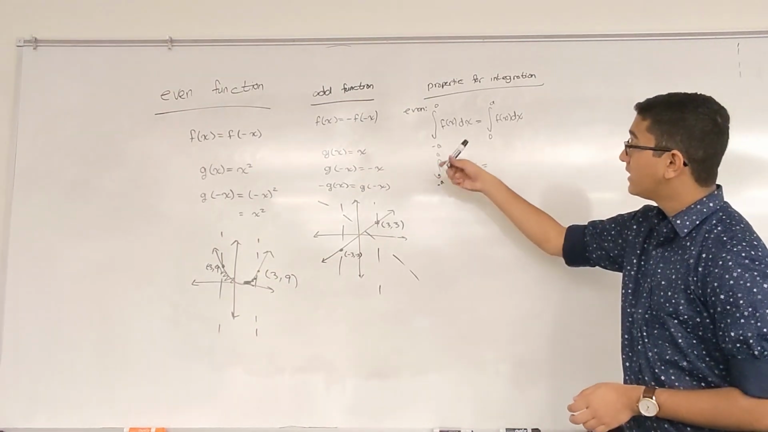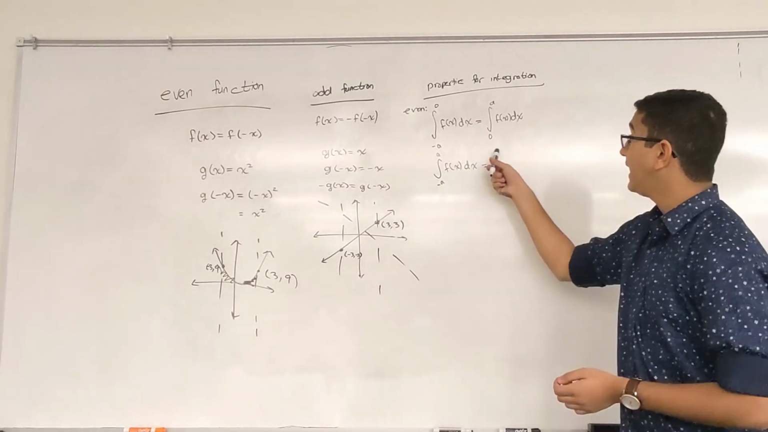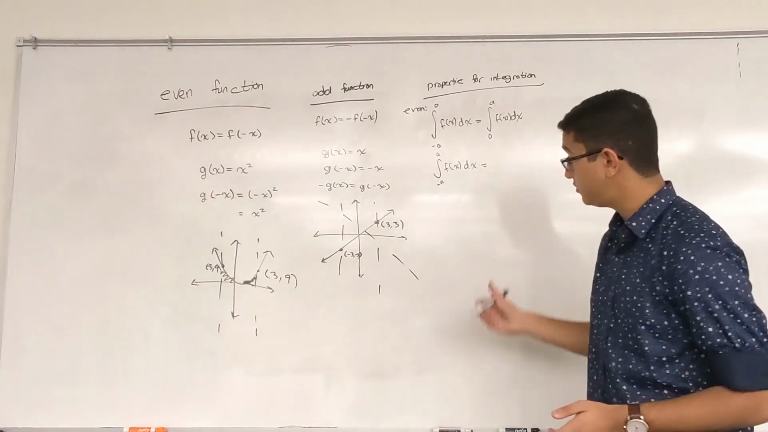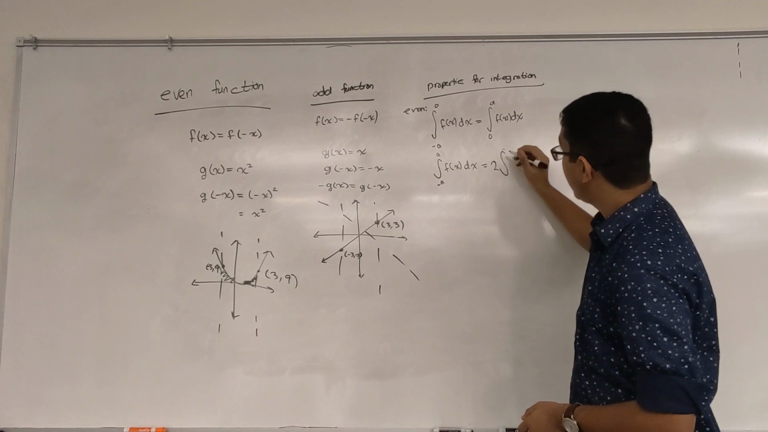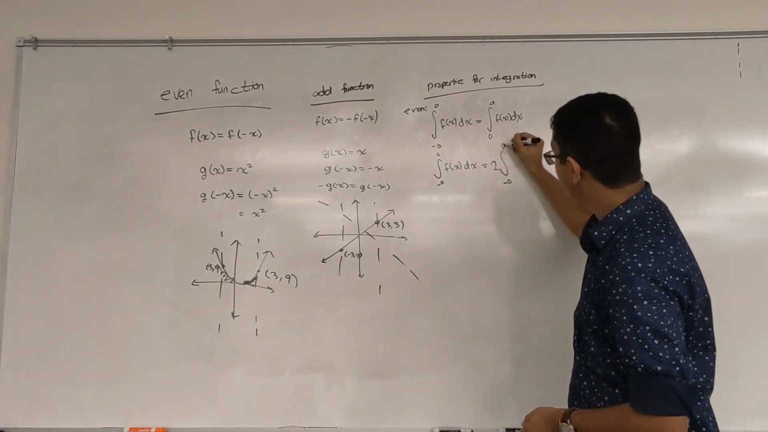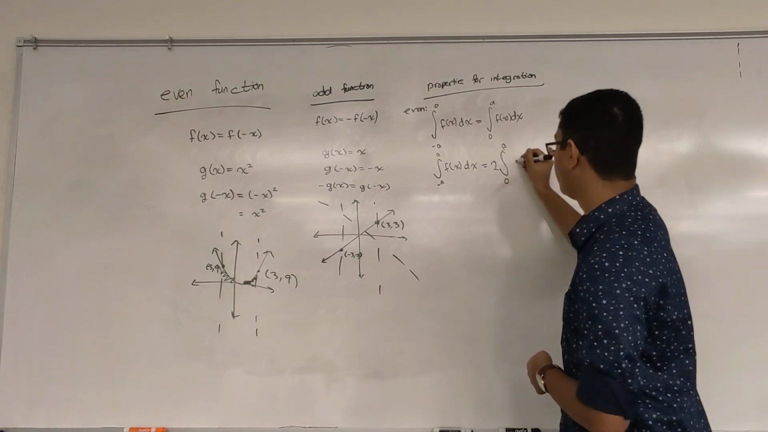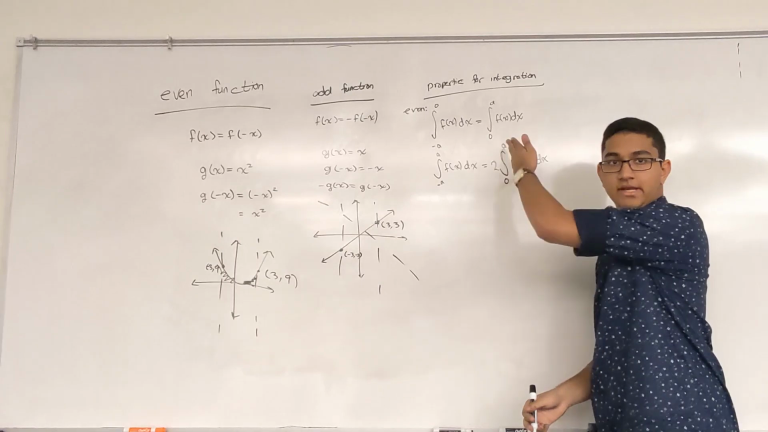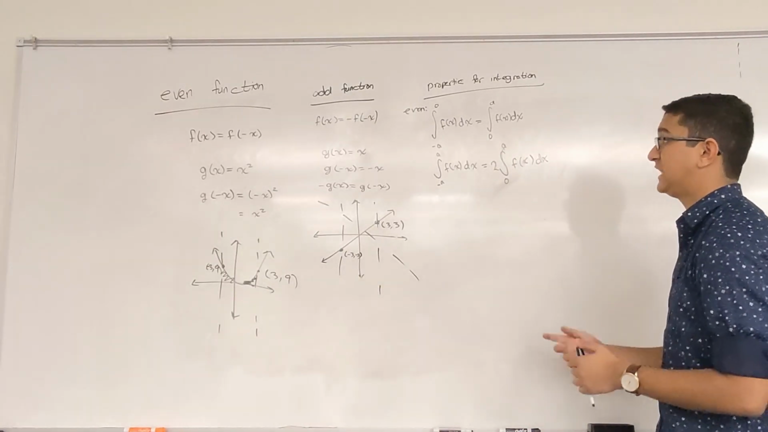So when we're doing -a to a, that's the same thing as saying -a to 0 plus 0 to a. Well, since these are equivalent, we can actually just pick one and multiply by 2. So we'll have 2, 0 to a of f of x dx. And similarly, you could have picked -a to 0 instead. So that should give you a quick understanding of the even functions.